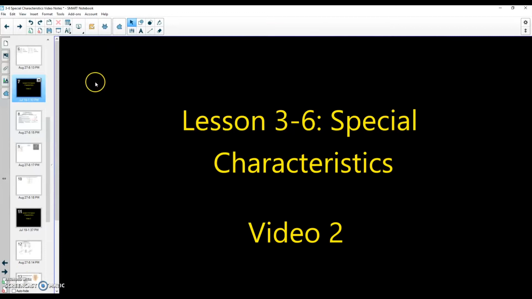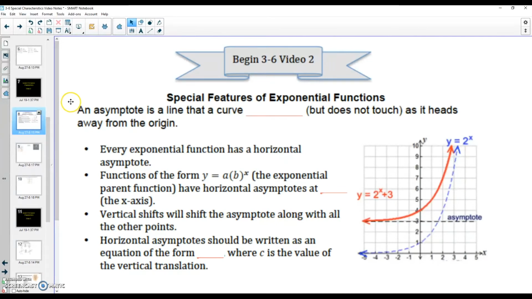In our last video, we looked at some characteristics that were specific to a quadratic function. In this case, we're going to look at a characteristic that is specific to an exponential function. An exponential function is going to have something called an asymptote.